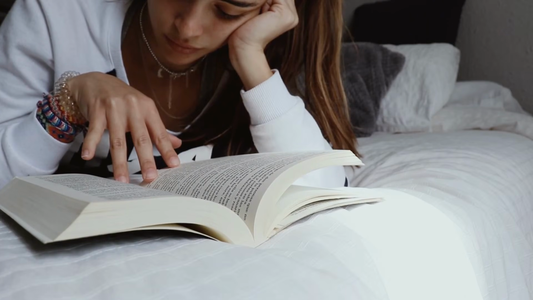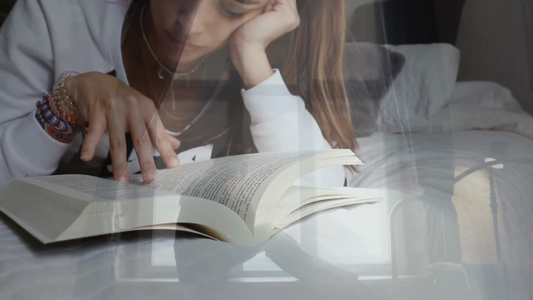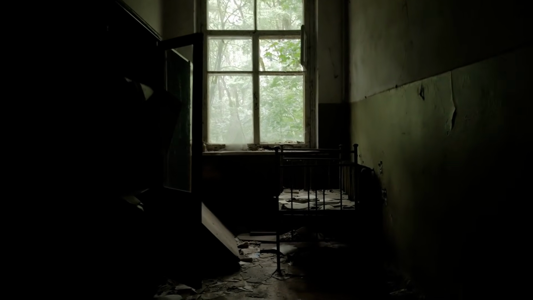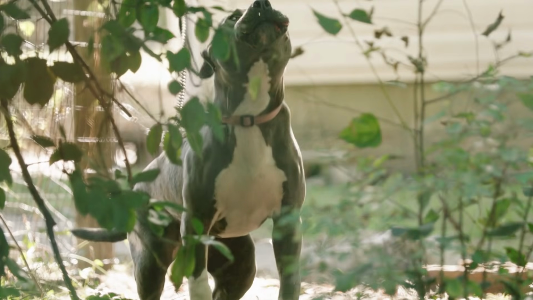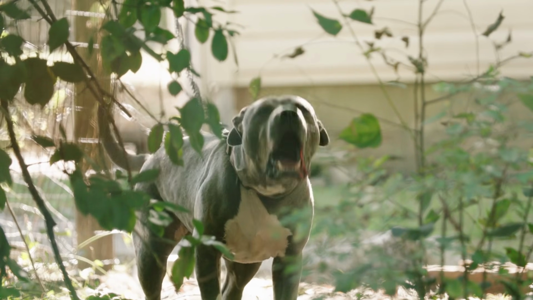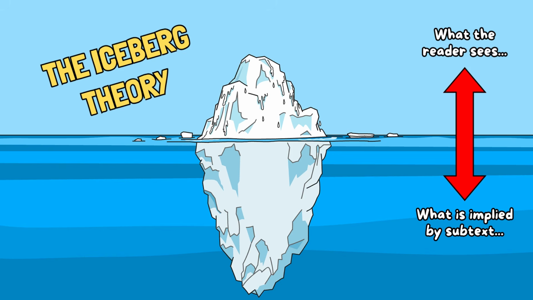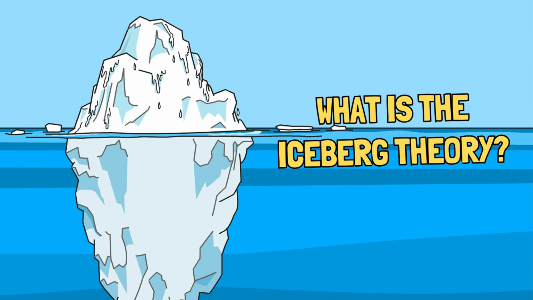Picture this. You're reading a story, and something devastating happens to a character, but the author never actually tells you what it is. Instead, you figure it out from tiny clues: an empty crib, an unused wedding dress, a dog that won't stop howling. And somehow, that hidden tragedy hits you harder than any direct explanation ever could. That's the power of Ernest Hemingway's iceberg theory. And by the end of this video, you'll know exactly how to use this brilliant writing trick in your own stories. So what exactly is the iceberg theory?